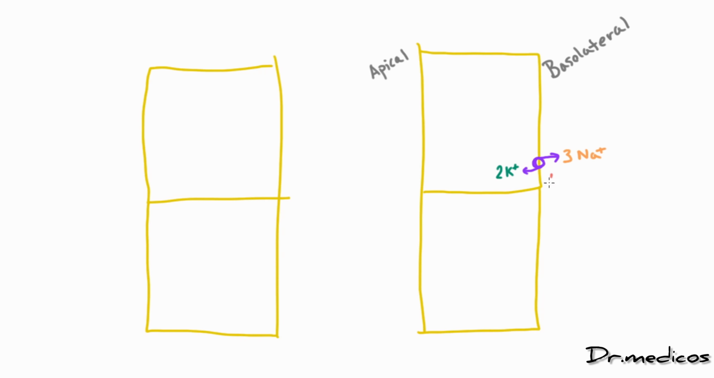Now this thing uses up ATP. ATP is our source of energy that our body uses. And so this transporter requires energy, which is why we call this active transport. So active transport burns energy.